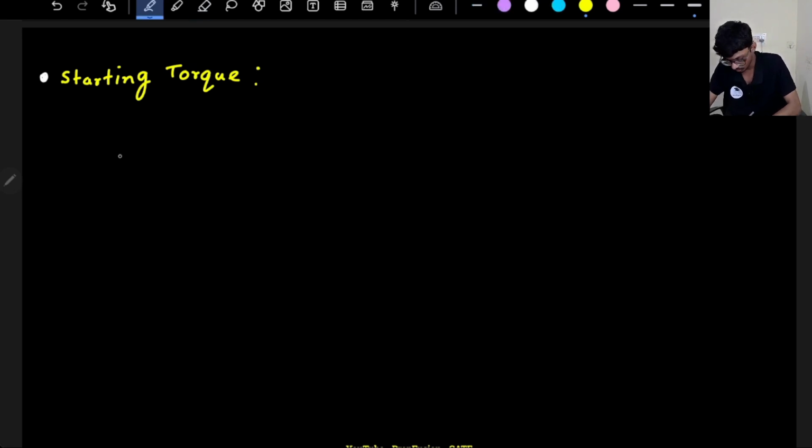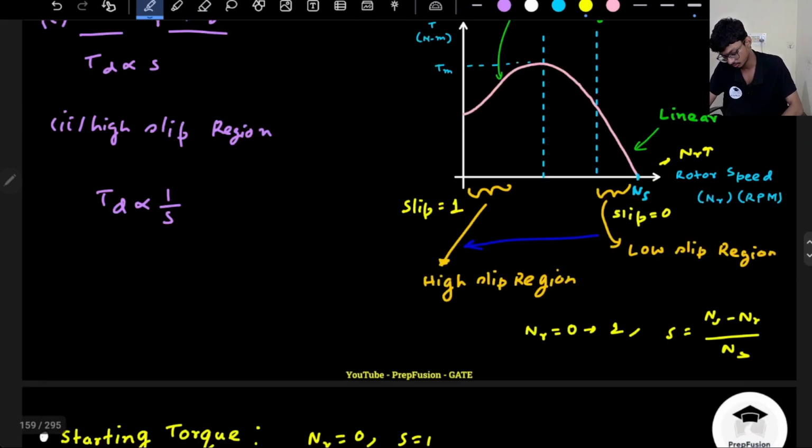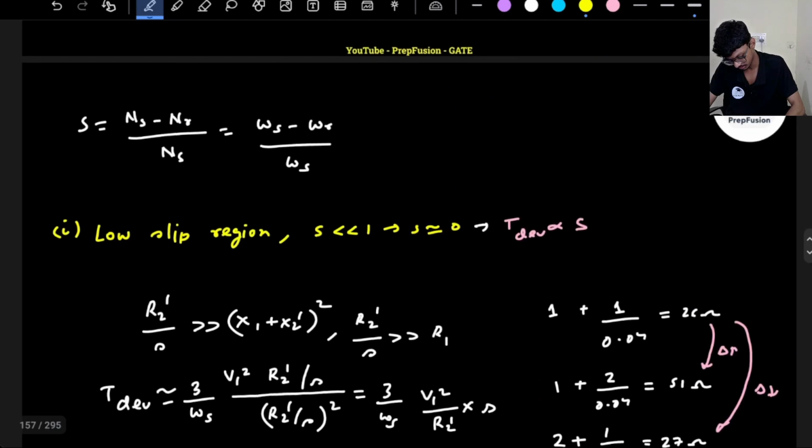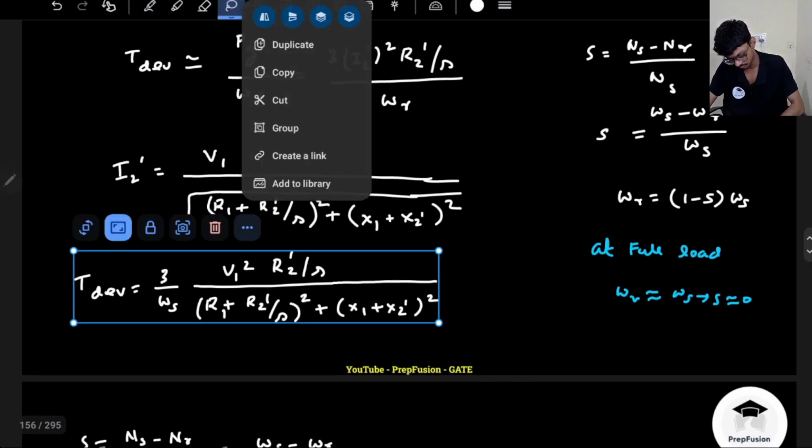So what is the starting torque? Basically at starting, nr is 0. If nr is 0, the slip is simply 1. So the starting torque will be very simple. I will just put in the developed torque expression that I derived here, with s equal to 1.